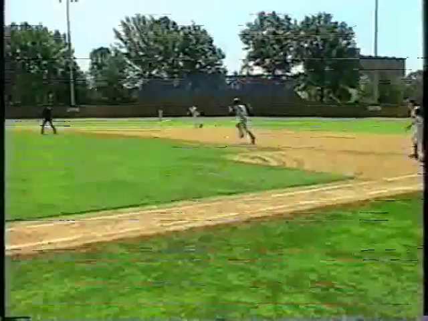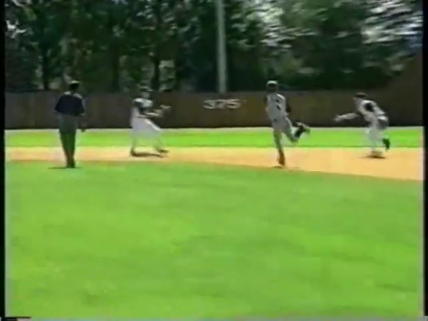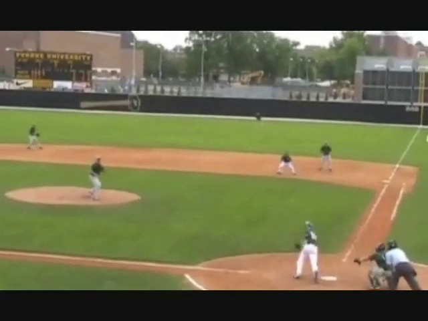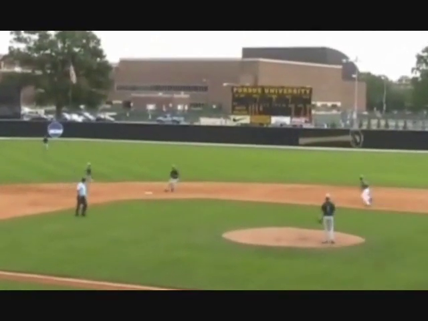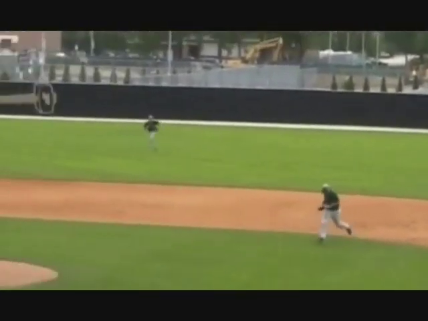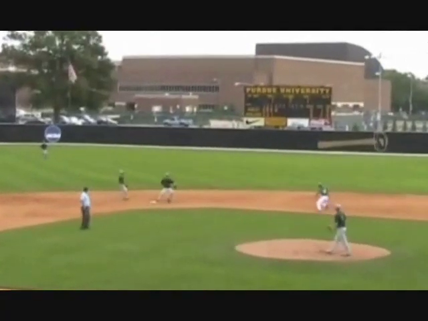Now let's watch some video. These first examples are examples where the runner runs away from the fielder who's in the immediate act of making the play. Watch as we see this double play is turned and the runner chooses to take a path away from the fielder. This is legal.